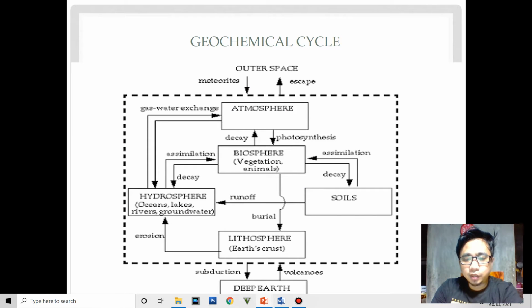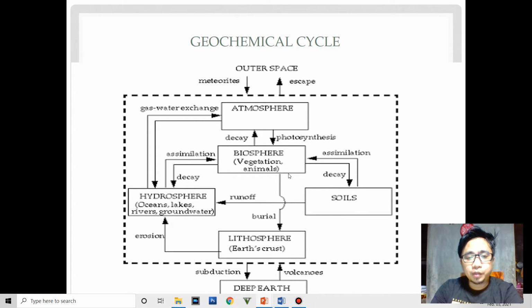And this land and water, there will be an inhabitant, or animals, plants, so vegetation. So this is where they are living, on the biosphere. Okay, so the Earth is composed of the biosphere, hydrosphere, and atmosphere.